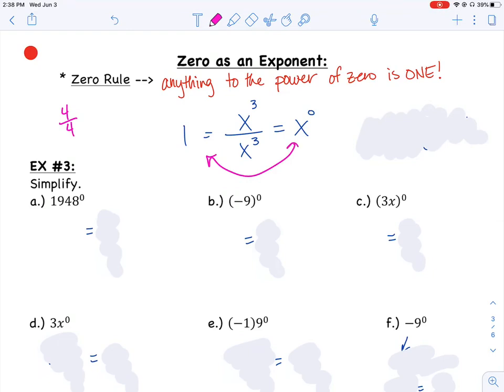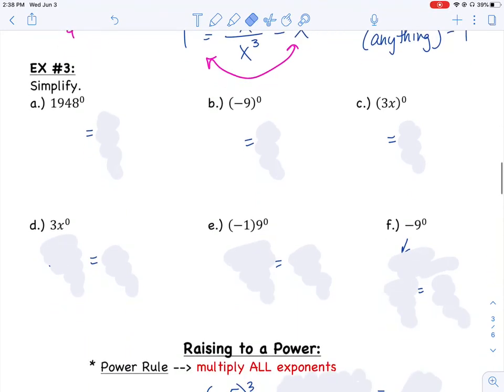I know, seems kind of silly, but make sure you remember that. Anything to the 0 power, x to the 0 power, really is just the same thing as 1. Anything to the 0 power is 1. Let's apply that rule and do some of the examples here.